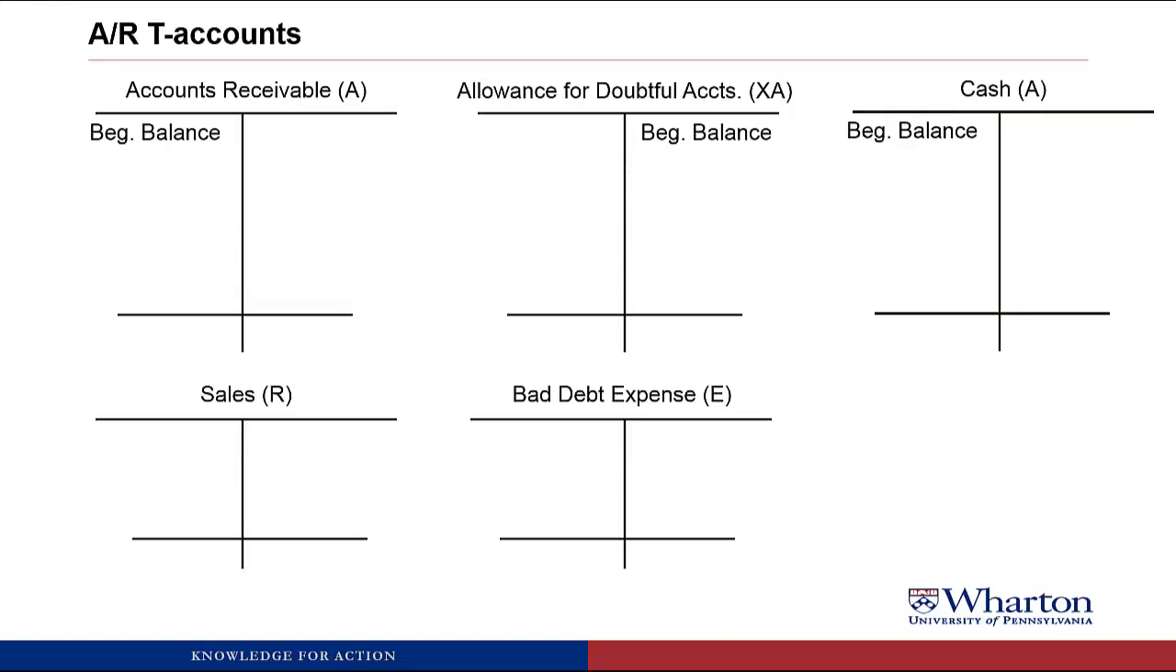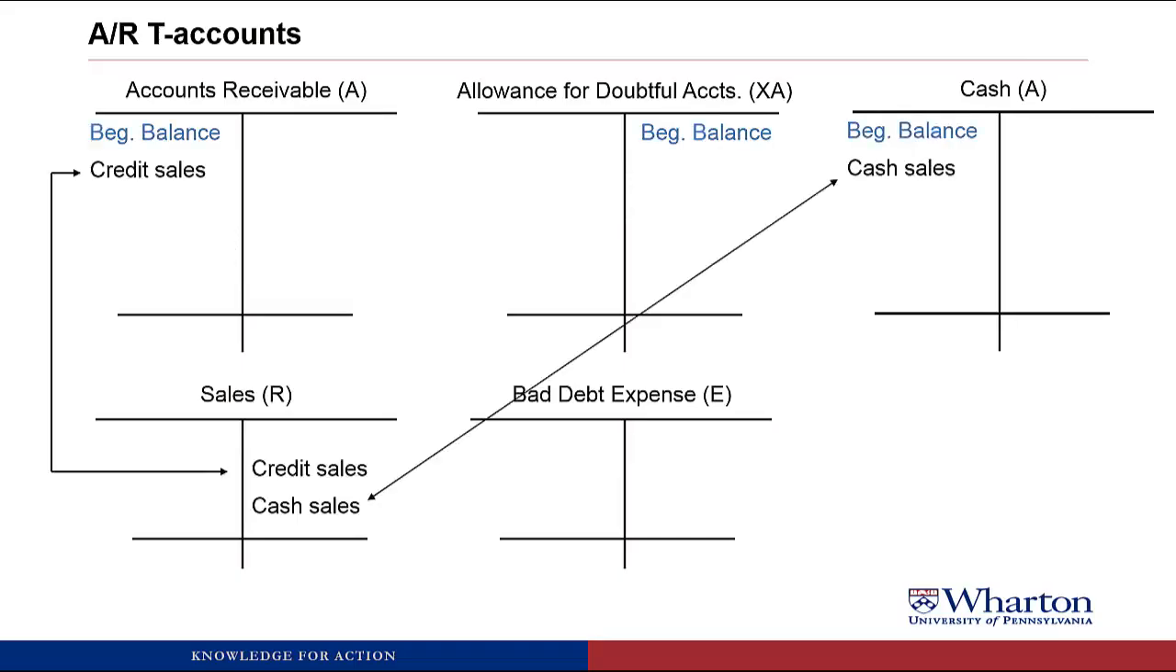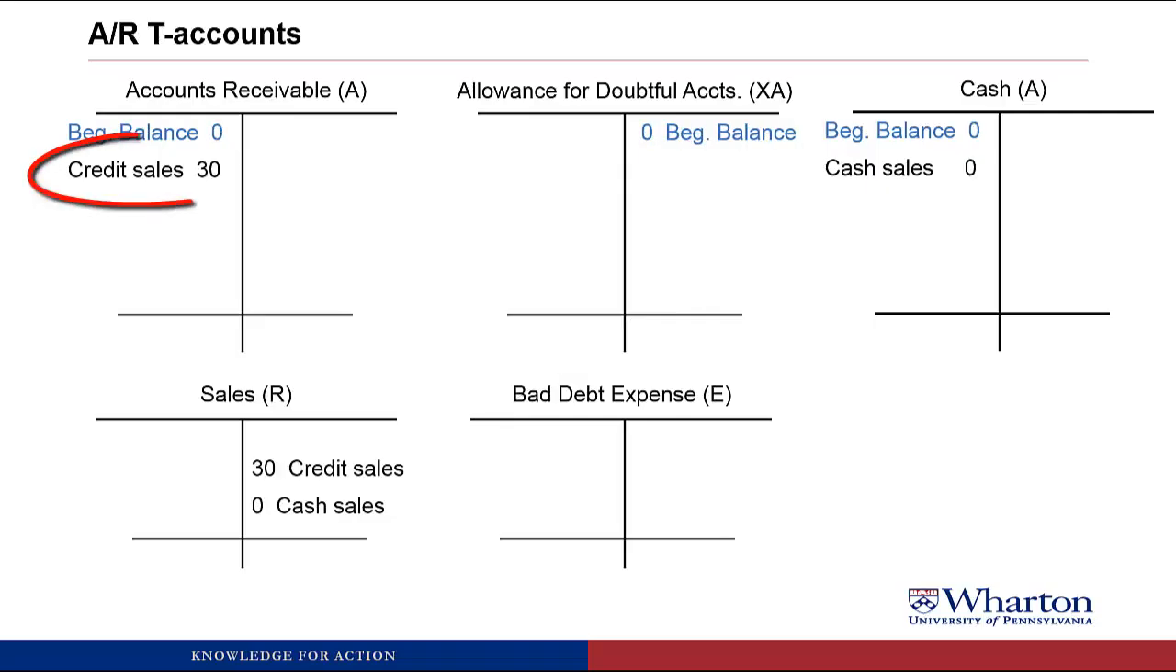Before we paste that sales journal entry into T accounts, I do want to note that we have to keep track of credit and cash sales separately. Cash sales, of course, will increase sales and increase cash, whereas credit sales will increase sales and increase accounts receivable. In the example so far, we had $30 of credit sales, so that it increases accounts receivable and increases sales, and we had no cash sales.